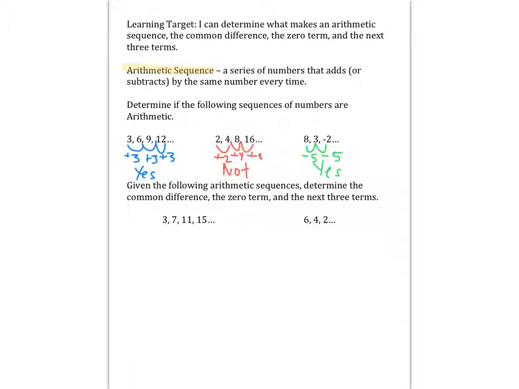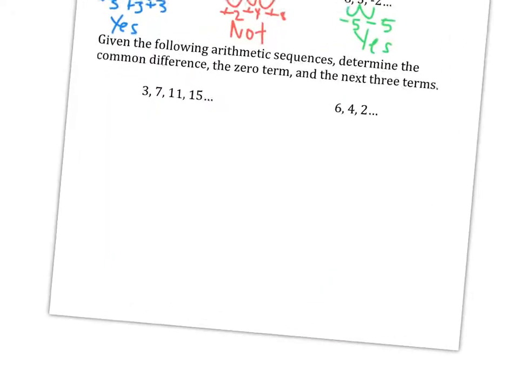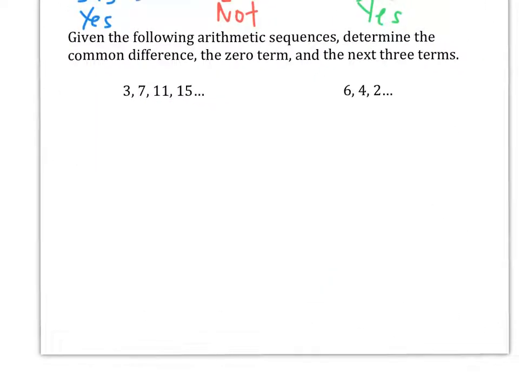Now this next set of directions says, given the following arithmetic sequences, determine the common difference, the zero term, and the next three terms. So we know that we have an arithmetic sequence here. They're telling us that. So we need to first find the common difference. What is occurring between each number? Between 3 and 7, we are adding 4. 7 and 11, adding 4, 11 and 15, adding 4. So here I'm going to say CD for common difference is 4.